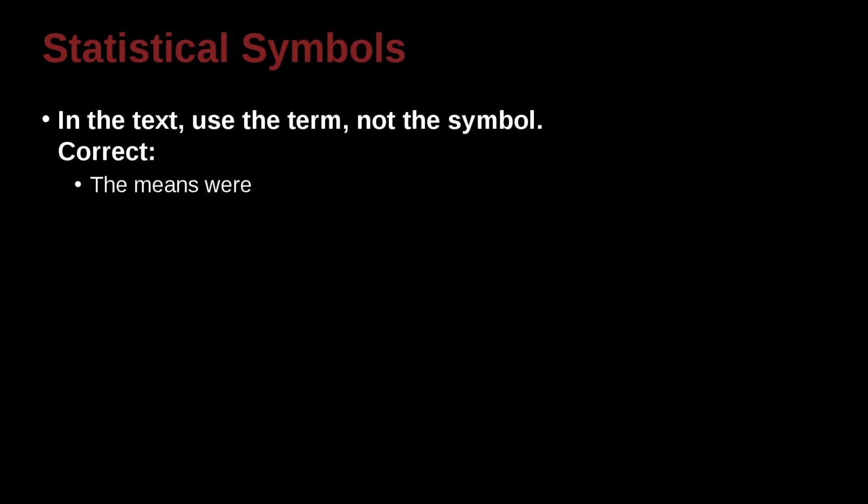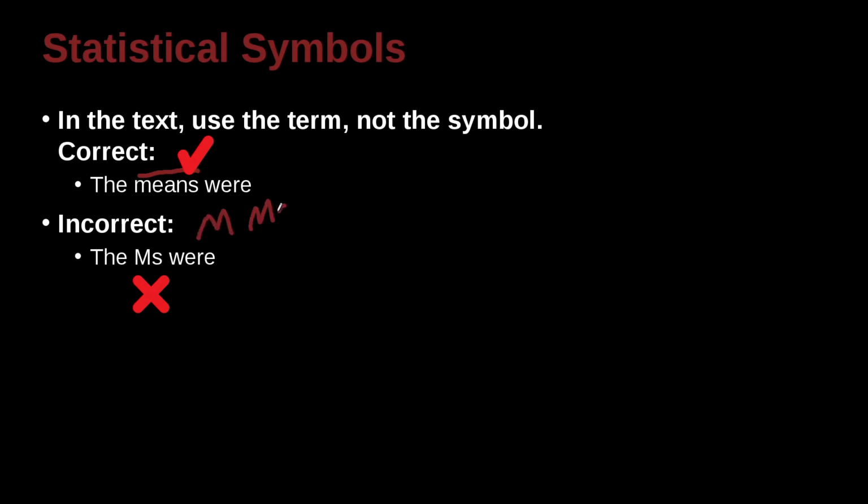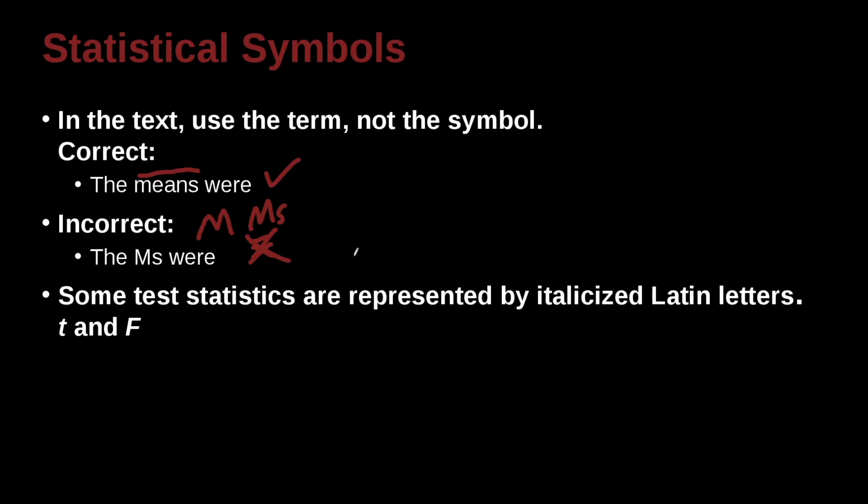So for example, if I were to say something like, the means were, I should use the word means here, multiple means. I would not say the M's, which is shorthand for means, M for mean. So the correct way would be to say the English word rather than use the symbol. Of course, another symbol you may use is the X bar mean, and again, we would not want to use that inside of the body of our text.